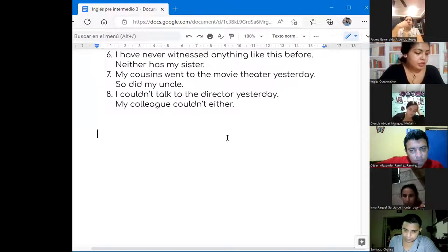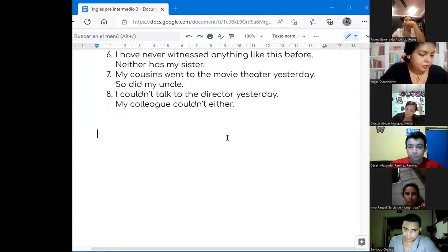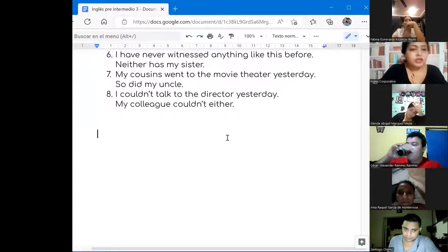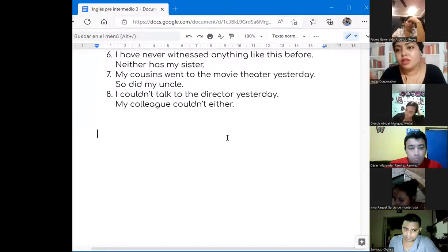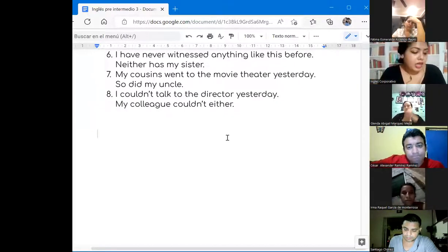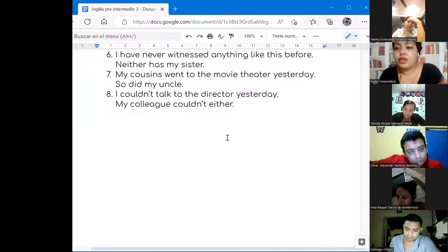Let me take this one. So in this case, they are modal verbs. And we are going to use them for requests. That is the main thing.